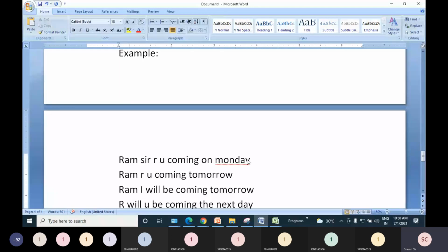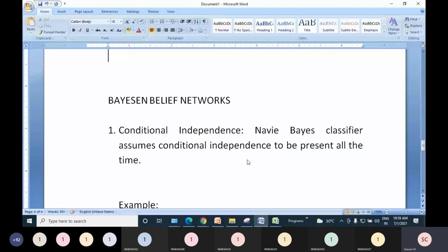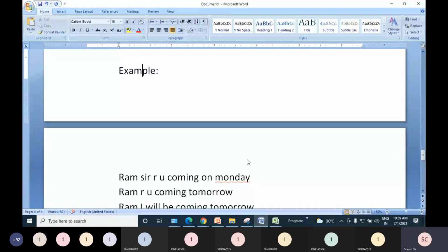Similarly, whenever you find the word Ram, there is no rule that immediately after Ram, the word Sir should come. So Bayesian naive classifiers assume that there is no such dependency. That point is called conditional independence. There is no dependency among any two words. This is called conditional independence. But let us see another example now.